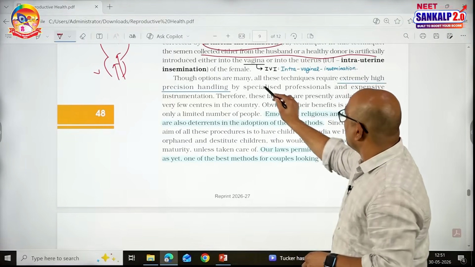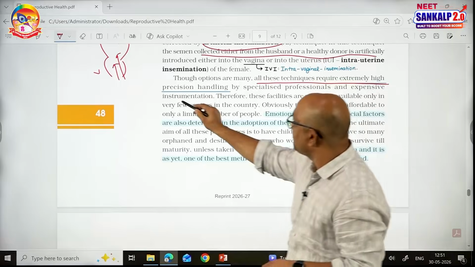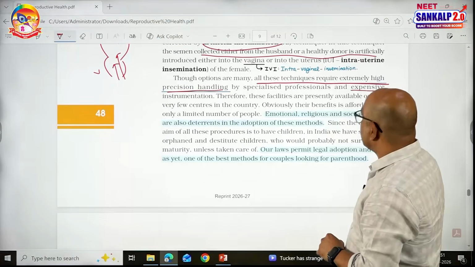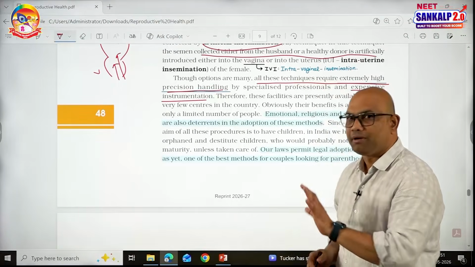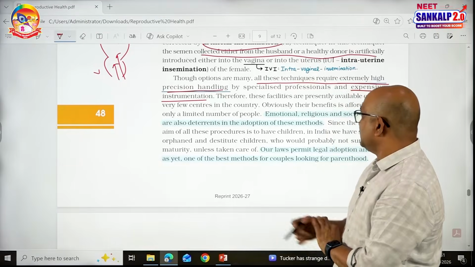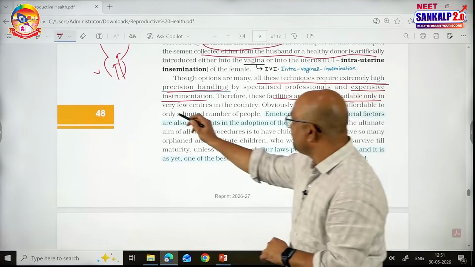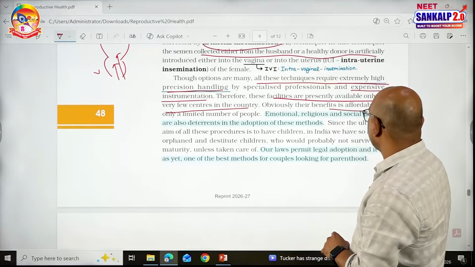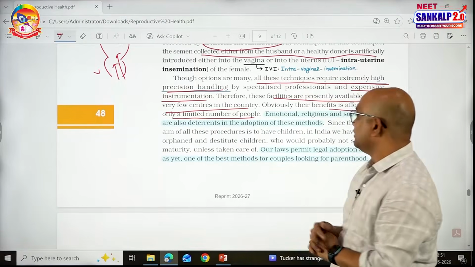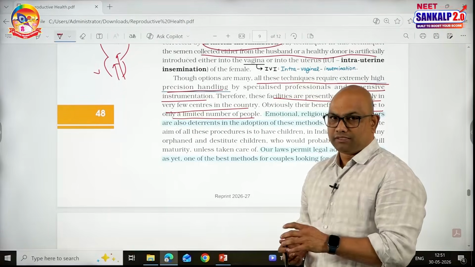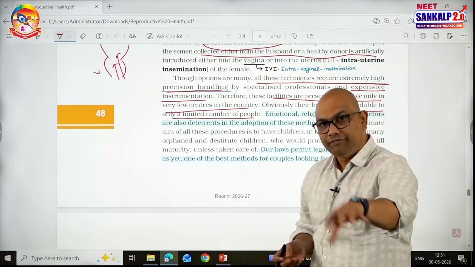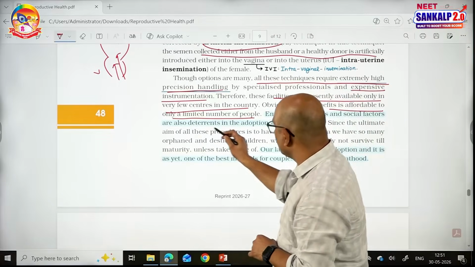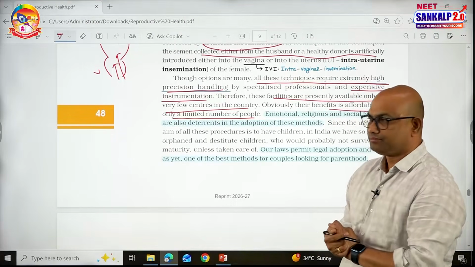Though options are many, all these techniques require extremely high precision handling. That is one drawback. And also expensive instrumentation, that is one more drawback of ART. Therefore, these facilities are presently available only in a few centers in the country. One more drawback of ART. Obviously, their benefits are affordable only to a limited number of people. Because they are highly expensive, centers are only in a few locations. Emotional, religious, social factors are also deterrents in the adoption of these methods.